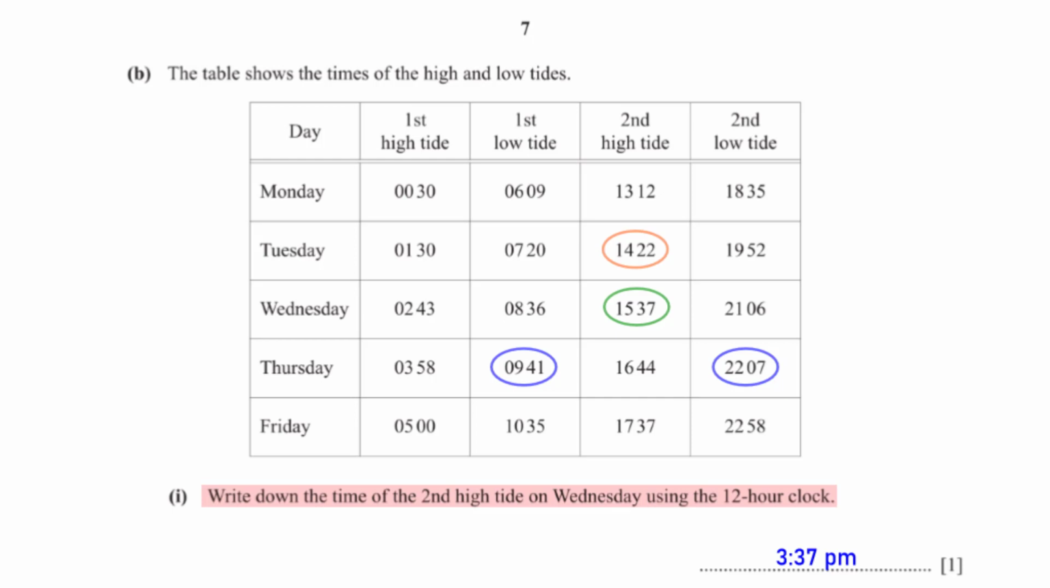The table shows the times of the high and low tides. Write down the time of the second high tide on Wednesday using the 12-hour clock. On Wednesday, the second high tide is at 15:37. To get the equivalent time on the 12-hour clock, we subtract 12 hours from 15:37. This gives us 3:37 p.m.